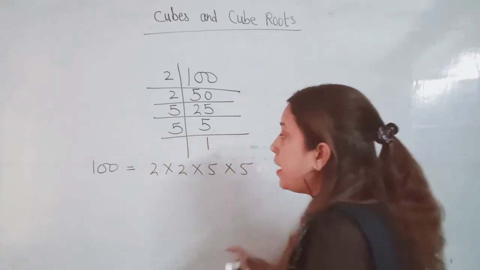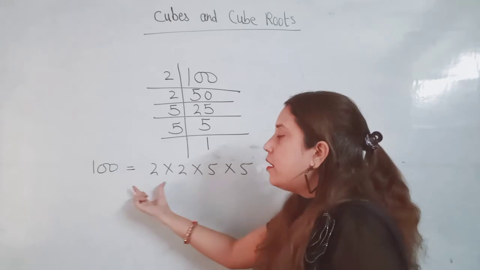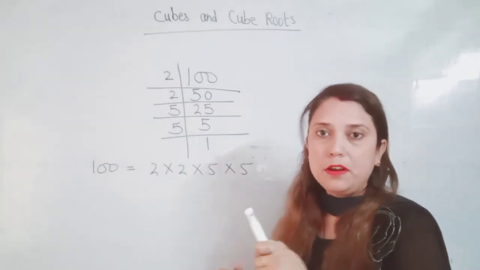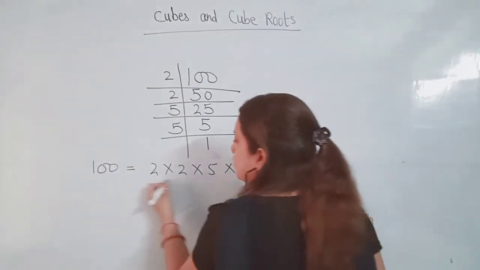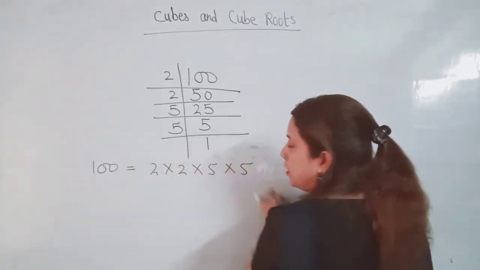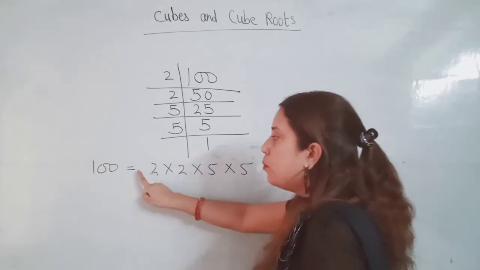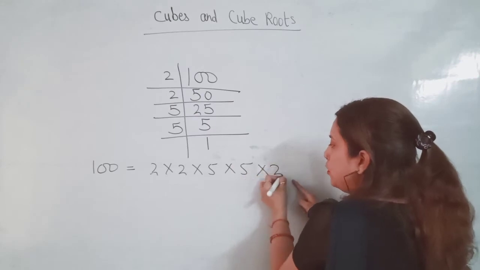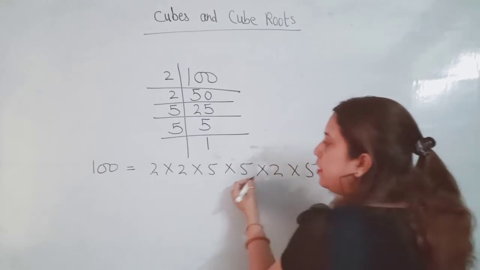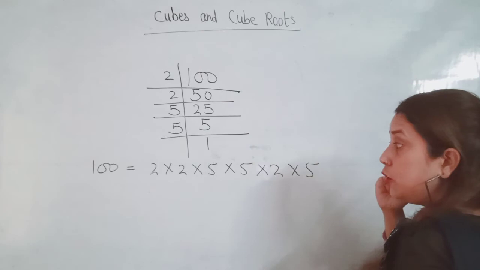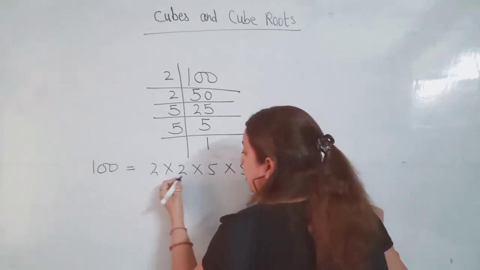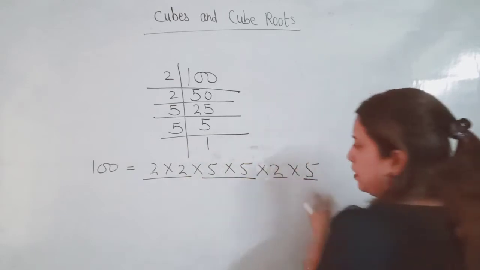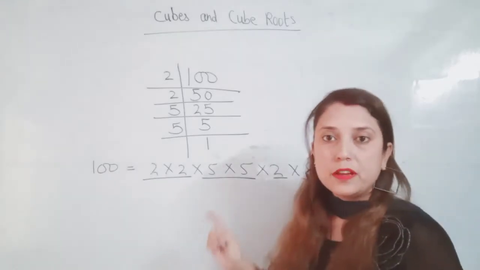We need to make 100 a perfect cube. So in a perfect cube we know that we need triplet form, but here 2 comes 2 times only and 5 comes 2 times only. So we need one more 2 and one more 5. When we multiply by one more 2 and one more 5, it becomes a perfect cube, because after that we have the triplet, 2 three times and 5 three times. So it will be a perfect cube.